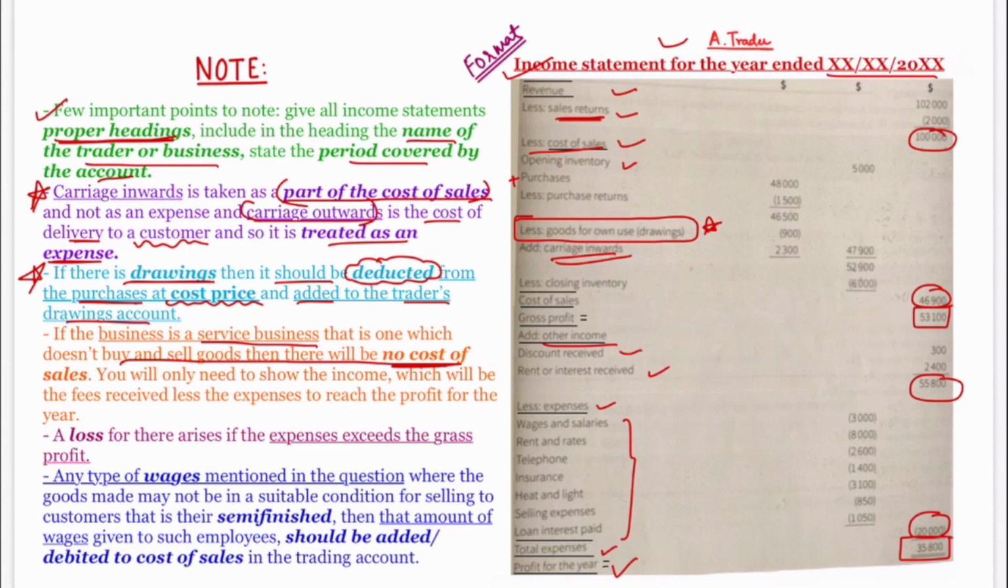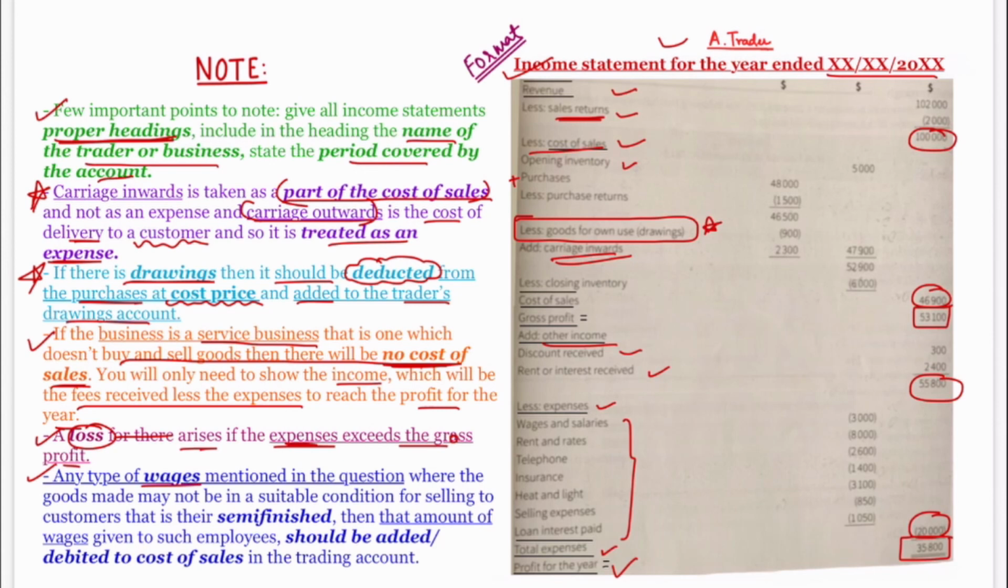Next, a loss arises if the expenses exceed the gross profit. Oh, there's a typing mistake. This is gross profit.